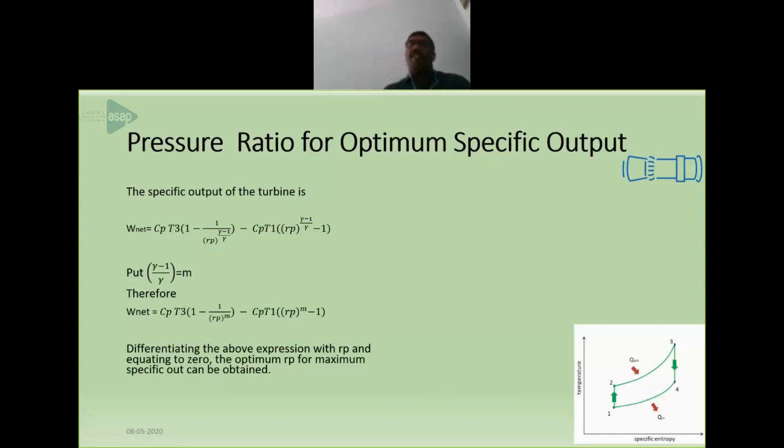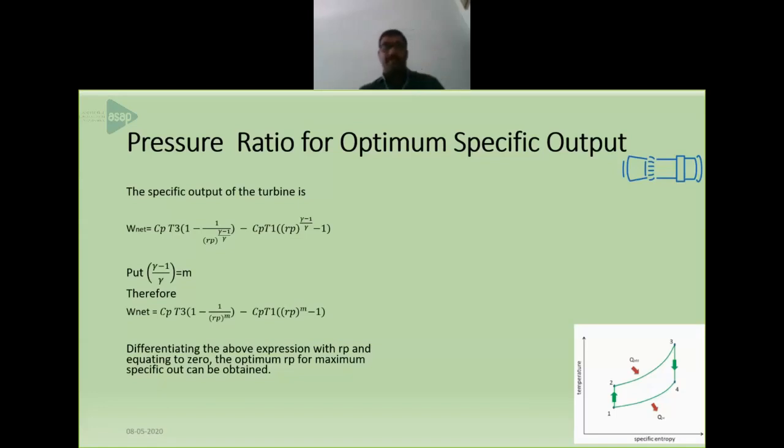So how will you get the maximum specific output? For getting maximum specific output, the parameter is actually the pressure ratio. So to get the maximum specific output, you have to differentiate the above equation. Already we got this equation. So this equation should be differentiated and equated to 0. For maximizing, that is the procedure.